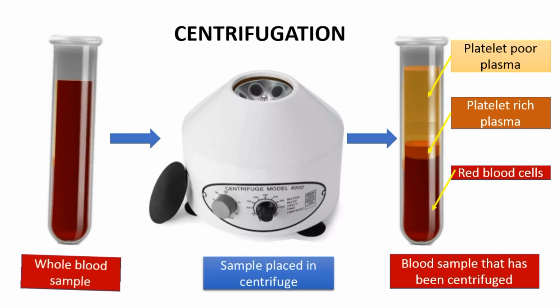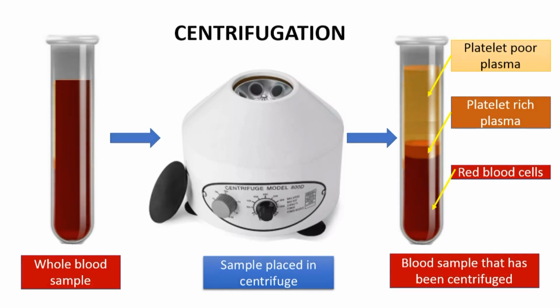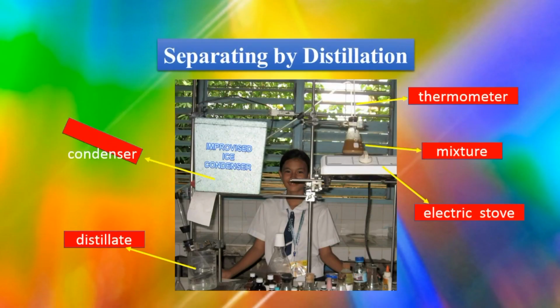So sa ganitong paraan, mas separate na natin ang mixture sa pamamagitan ng paggamit ng centrifuge. Ang tawag dito ay centrifugation, na kung saan ihiwalay ang components sa ating mixture sa pamamagitan ng centrifugal force. Ito, makikita natin na ang whole blood sample ay sinasalang sa centrifuge at ito naman ang resulta. So makikita natin ang mga layers ng red blood plasma.